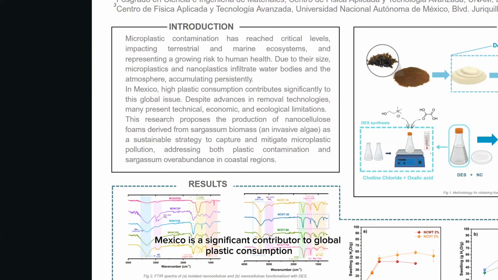Mexico is a significant contributor to global plastic consumption and pollution, so this project aims to develop a system for removing microplastics using foams derived from biomass of sargassum, an invasive algae affecting the coasts of the Mexican Caribbean. This approach addresses two major environmental challenges faced in our country nowadays.